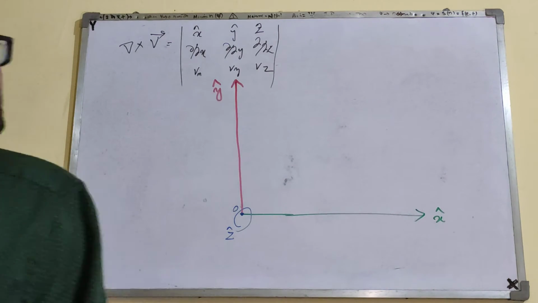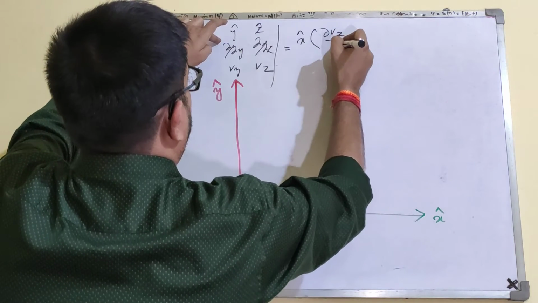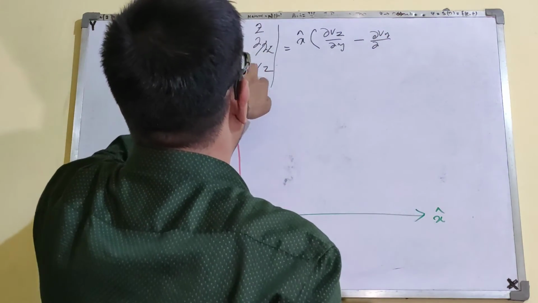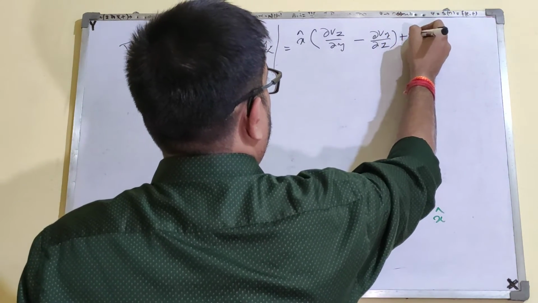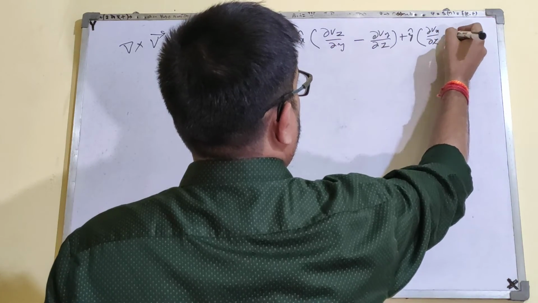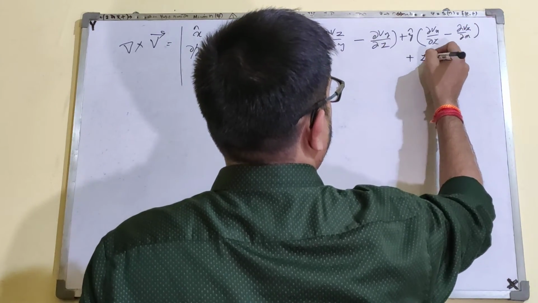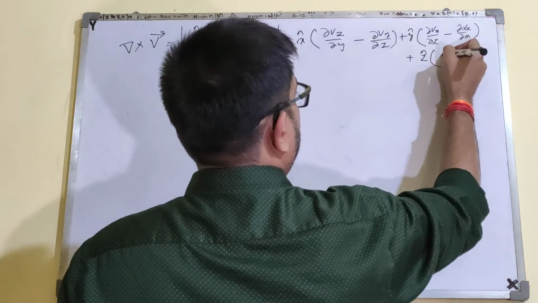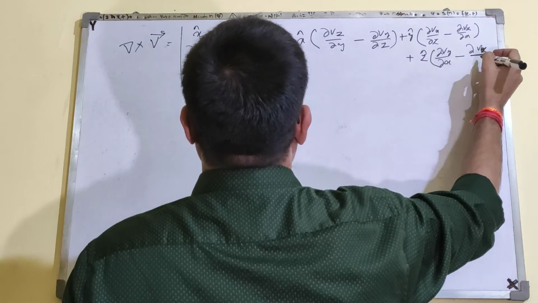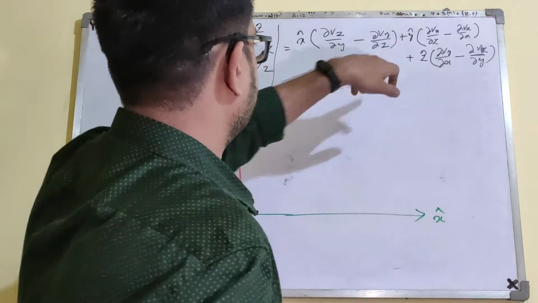Now, if I expand this, what I'm going to get is x cap times (del vz by del y minus del vy by del z), plus y cap times (del vx by del z minus del vz by del x), plus z cap times (del vy by del x minus del vx by del y).